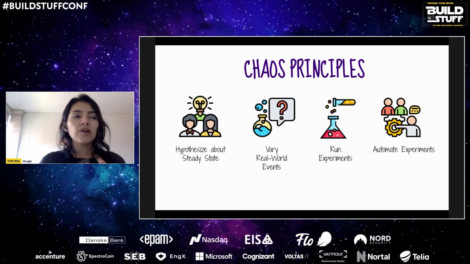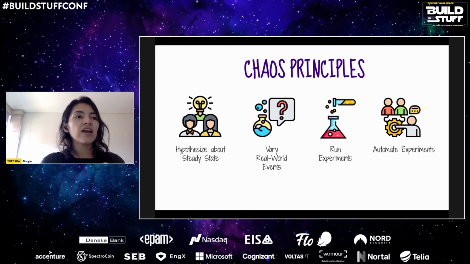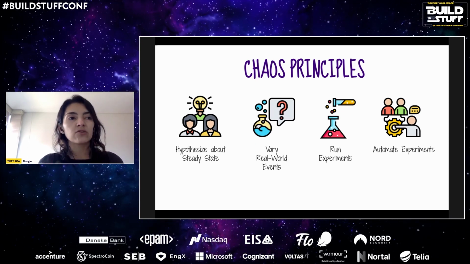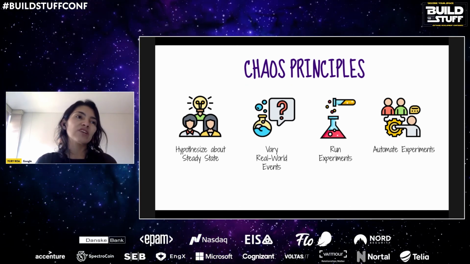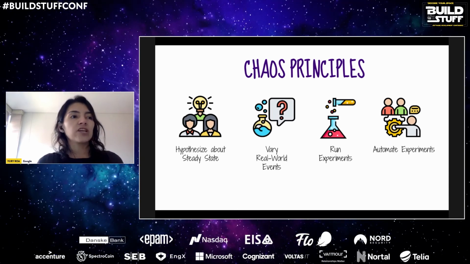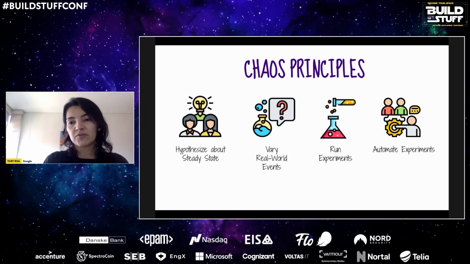A second principle is about varying real-world events. For example, change the values in a configuration file or introduce a high consumption of CPU resources in a virtual machine. And in a third step, we should run experiments verifying hypotheses: when the server crashes, network connections that you observe, or anything that you changed in the previous principle.